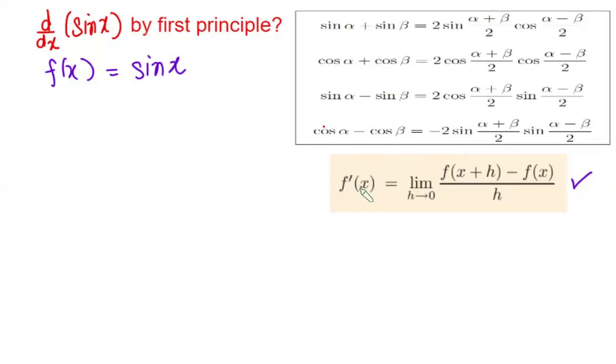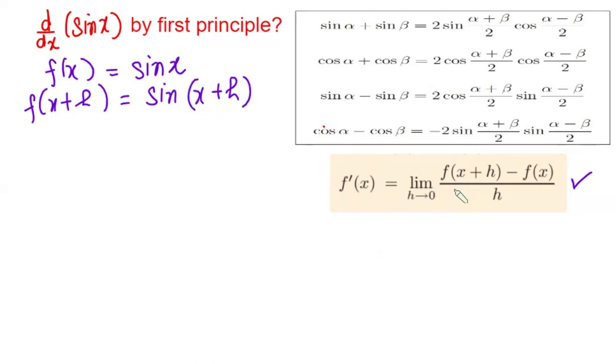Which is f dash of x, or the derivative of x, is equal to limit h approaches to 0, f of x plus h minus f of x over h. Here h is the smallest change in x, right? And it approaches to 0. Okay, so we need this f of x plus h. Got it? So to find this one, f of x plus h, replace each x in the function by x plus h, so it becomes sine of x plus h. Got it?